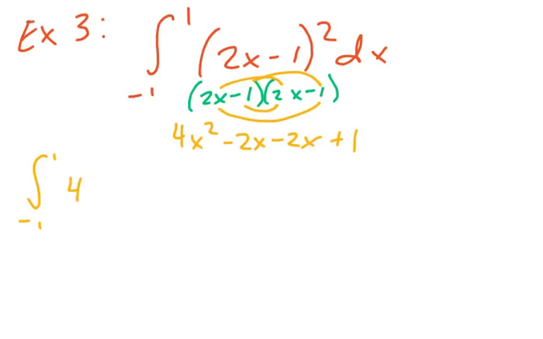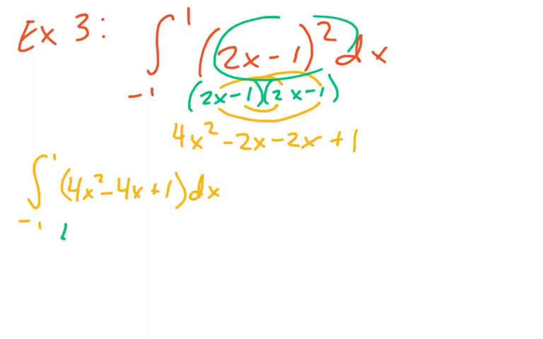So that means that I have 4x squared, negative 2x and negative 2x is negative 4x plus 1. So I'm really taking the antiderivative of this polynomial, and that is equivalent to my original 2x minus 1 squared. Those two things are equivalent. Okay, so let's take the antiderivative of each term. So coefficient of 4 stays, x squared is going to become x cubed over 3. Minus coefficient of 4 stays, x is going to become x squared over 2. And then the antiderivative of 1 is x.